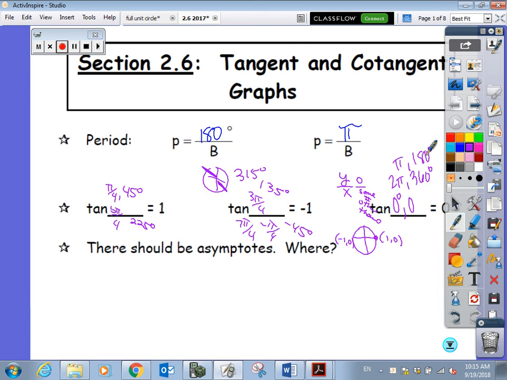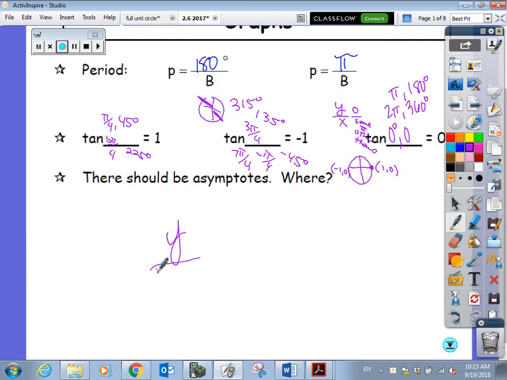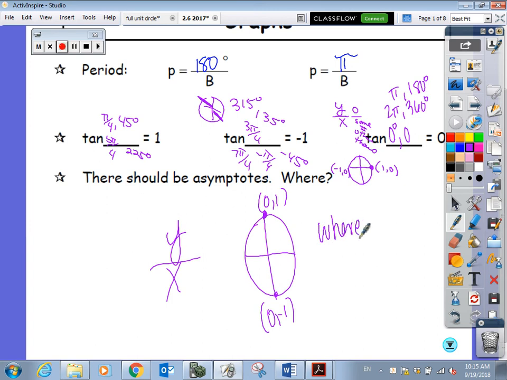And then should there be asymptotes? Well, again, y over x. Is x ever 0 on the unit circle? Yes, x equals 0 up here at the top, and x equals 0 down here at the bottom. So there are places where x equals 0, because then the denominator equals 0, which makes it undefined.